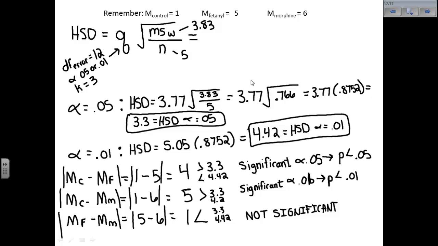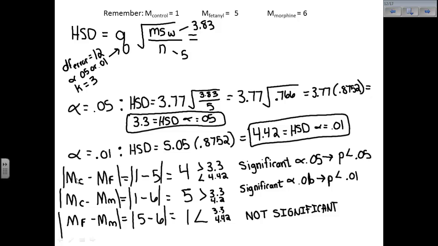In drug studies, we typically use the alpha level of 0.01. So if our alpha level was 0.01, the only one that we would find to be significant would be the difference between control and morphine. So our conclusion would be that taking morphine is better than taking nothing. But that there really isn't a difference between taking morphine and fentanyl or between taking fentanyl and nothing.